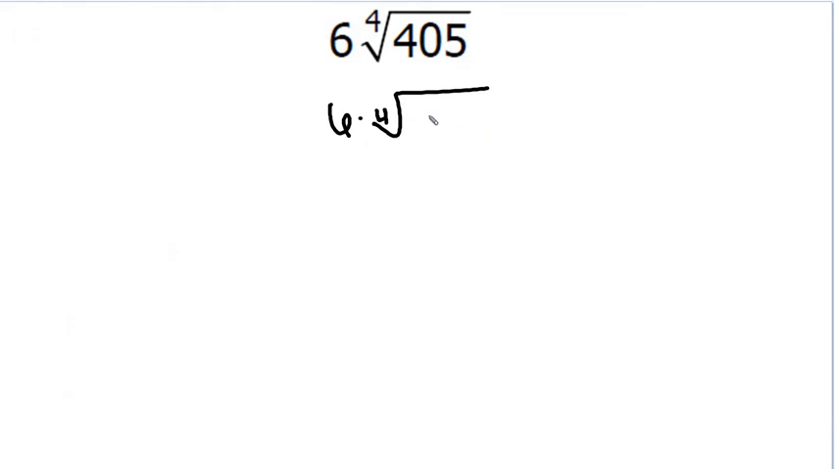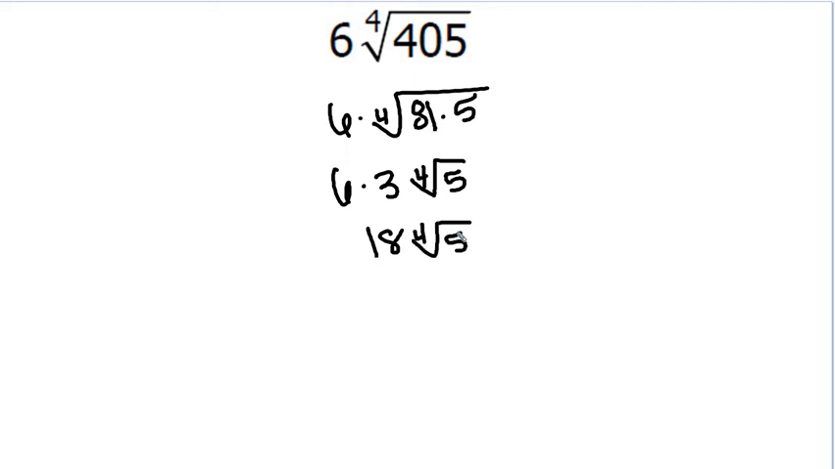So I have 81 times 5. So I have 6 times the fourth root of 81 is 3 times the fourth root of 5. So we have 18 fourth root of 5. That's my final answer.